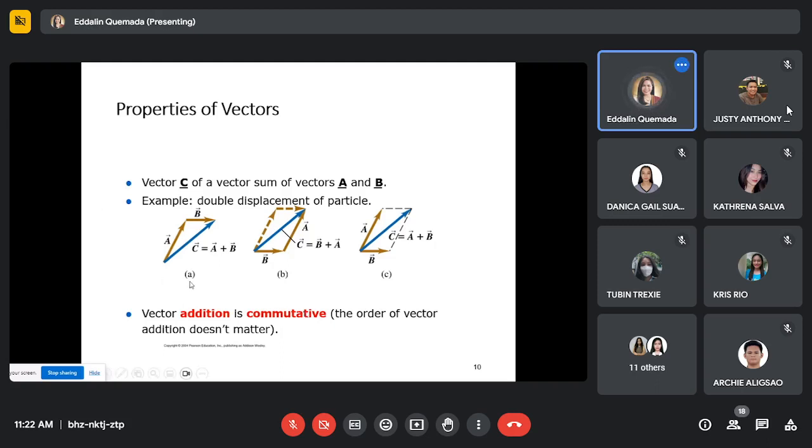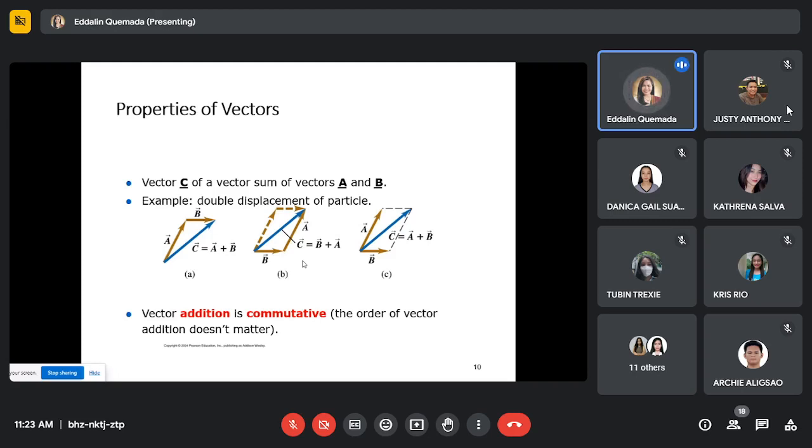And this is the given case, especially in the scenario where we plot first vector A and add next vector B, the resultant, which is C, is still equal to when you plot first vector B and add vector A. Its resultant vector, which is C, is still the same as the resultant in situation A. Did you get that? A plus B is equal to C, and B plus A is equal to C. That is the commutative property of vector addition.